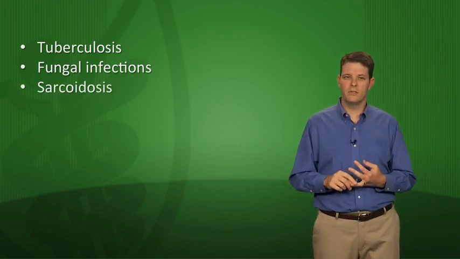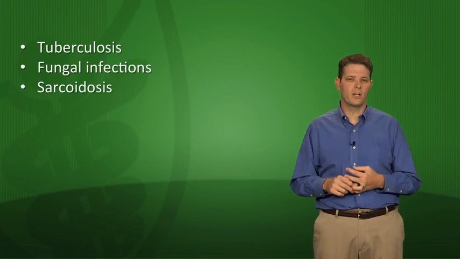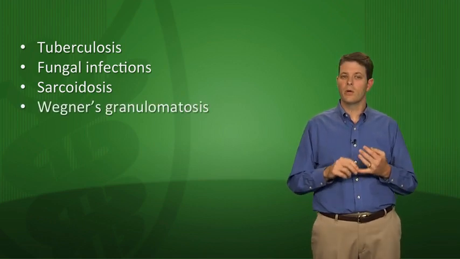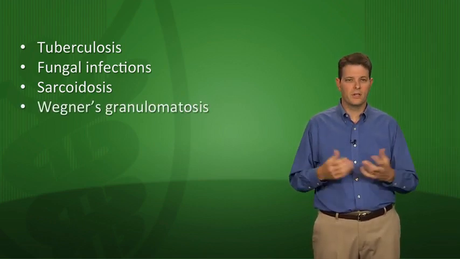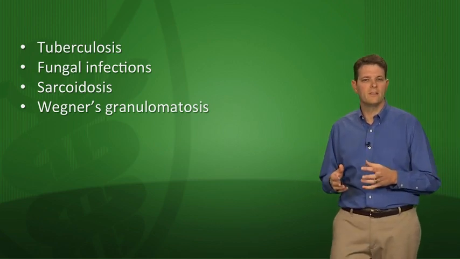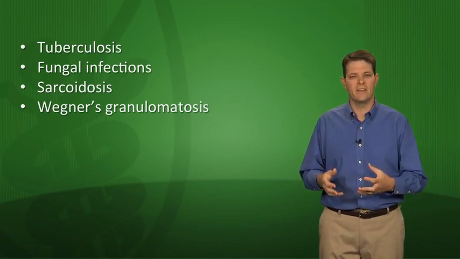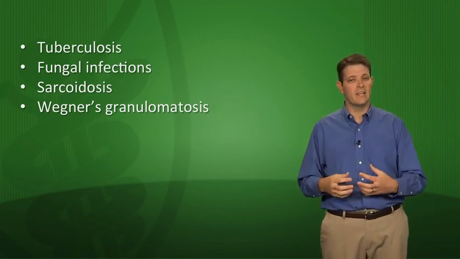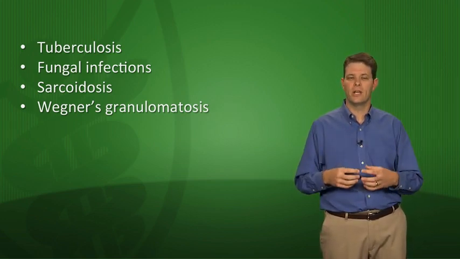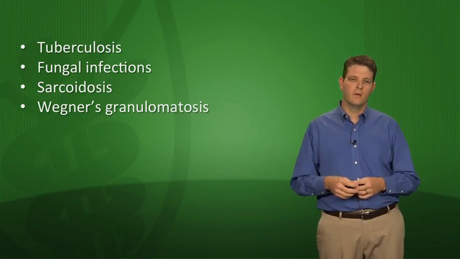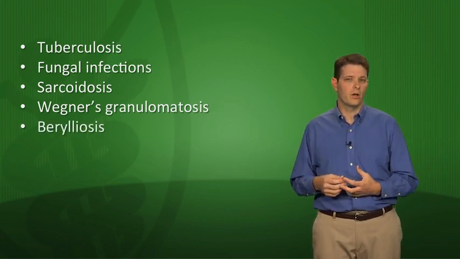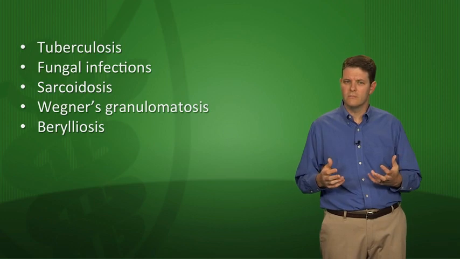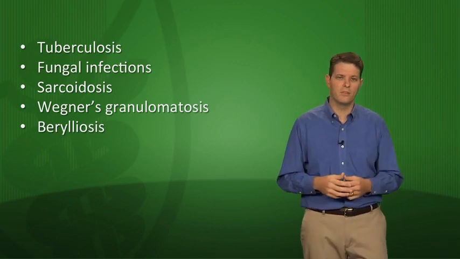Sarcoidosis causes granulomas. We'll cover sarcoid in the pulmonary section of the course. Wegener's granulomatosis, of course, can cause granulomas. You can tell that by the name. Now, we're calling this disease granulomatosis with polyangiitis now. We're going to cover that in the cardiovascular section because it's a form of vasculitis that causes granulomatous inflammation in the lung and in the kidney. And then berylliosis causes granulomas. So who gets berylliosis? Well, people who work in beryllium mines mostly.